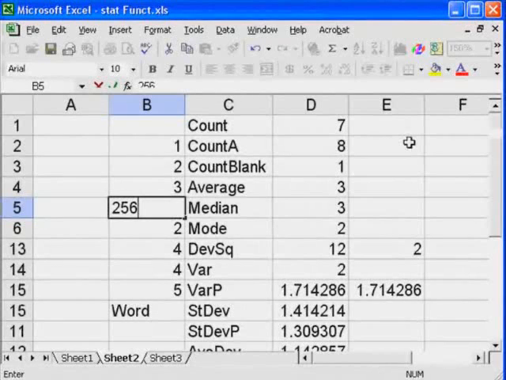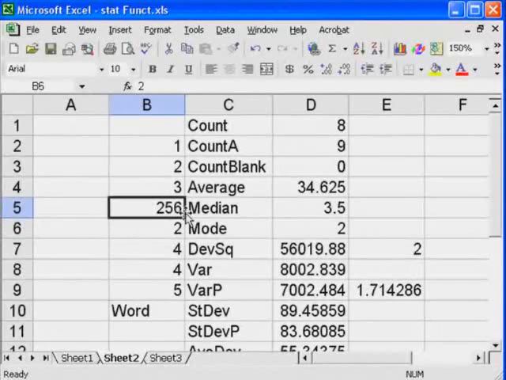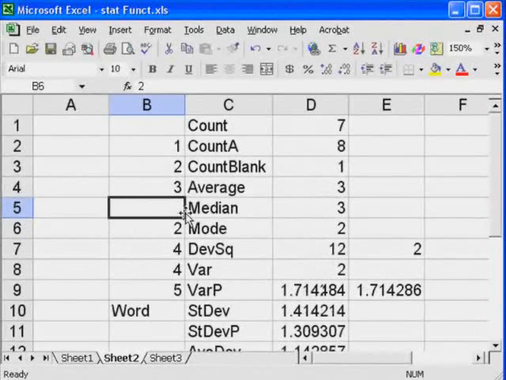I'll hit enter, and all those numbers change just magically, because it's going to take whatever numbers are in my range and use those numbers. And if those numbers change, these answers will change. That's a very nice thing about Excel, is you can put in your statistical functions and then play around with the numbers, and you can see what they are. I'll remove this and we'll go back to the numbers we had before.